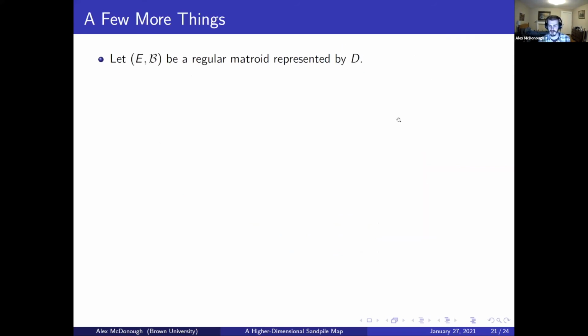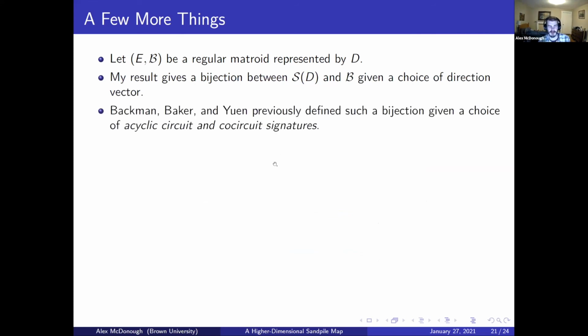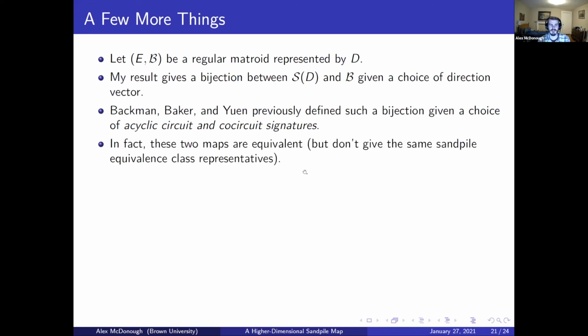All right, so I want to just talk about a couple more things. First off, let's say that we're working with a regular matroid. So it's E, B, and then there's an implied multiplicity that's equal to 1 everywhere. So my result is going to give a bijection between the Sandpile group and the bases, because it's going to associate each one with 1. And I mentioned earlier, Backman, Baker, and Yuen have a bijection as well. Mine depends on a direction vector. Theirs depends on acyclic circuit and cocircuit signatures. But it turns out that they're equivalent.